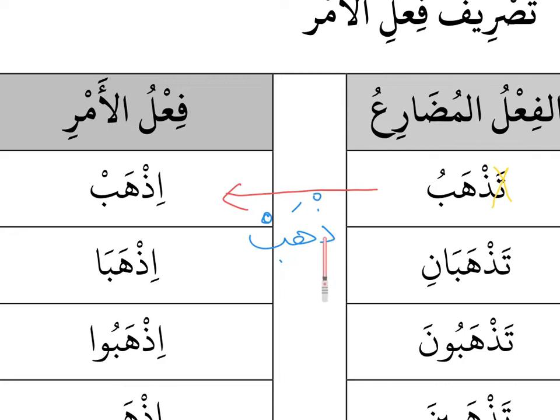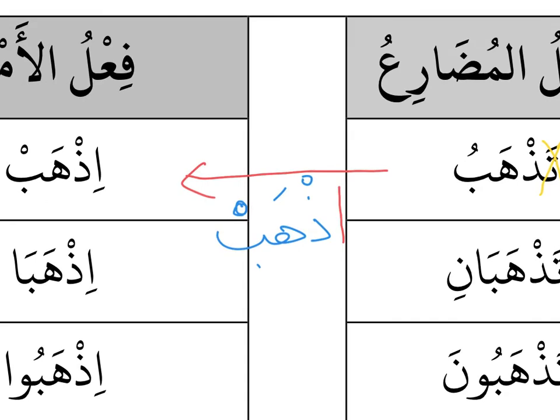Now when you reach this part, look at the word. Can you read the word? If you look at the word, it starts with a sukun. The first letter is with a sukun. In Arabic, it is not possible to have a word that starts with a sukun. So if this happens, what do you do? You will have to add a letter in front, and the letter is an alif. So you add an alif. Alif, zal, ha, ba. That is the third step.